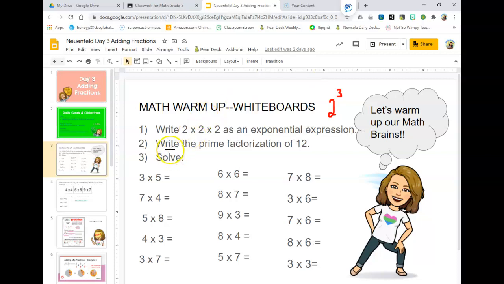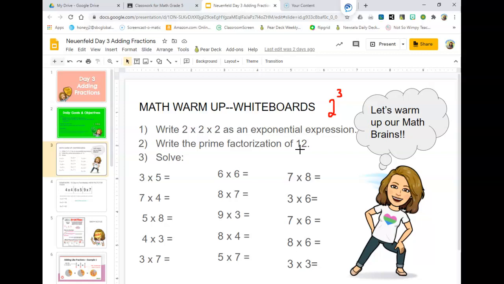Now, we're going to write the prime factorization of 12. I suggest using your whiteboard for this, but if you like, you can also just handwrite it. Please pause this video and try it on your own.